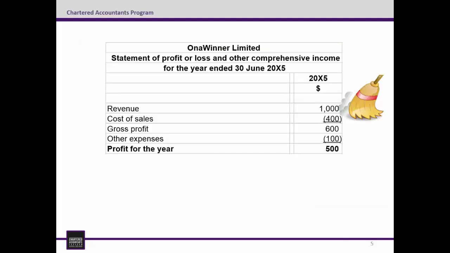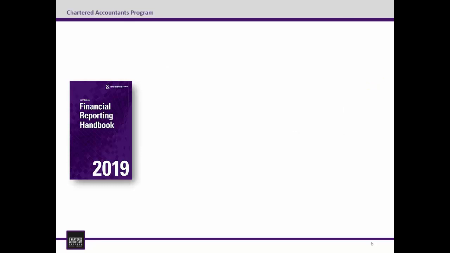Now, before we get to discussing other comprehensive income in more detail, let's just remember how the profit and loss works. It shows revenues and expenses for each year, and these accounts get closed off to retained earnings each year, and we start again in the next accounting period. Then we have other comprehensive income.